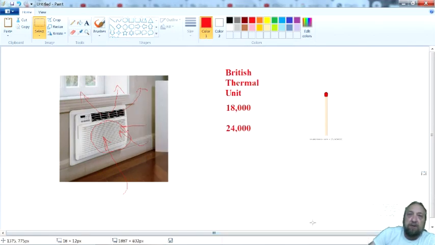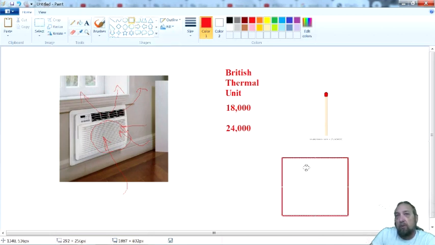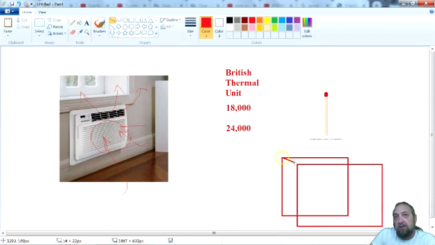So let's take a room. Let's just say a room here, and let's fill it up with matches. Let's just say that this room is 80 degrees.